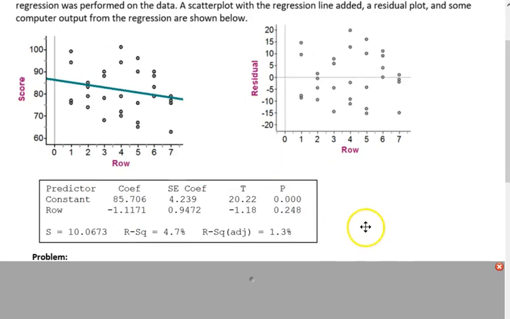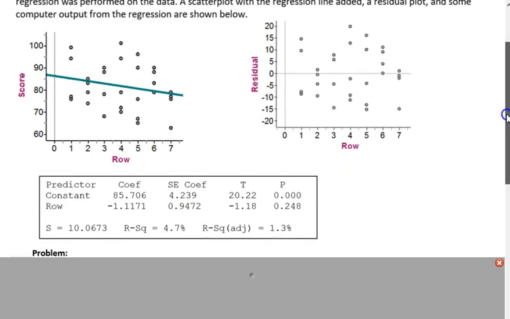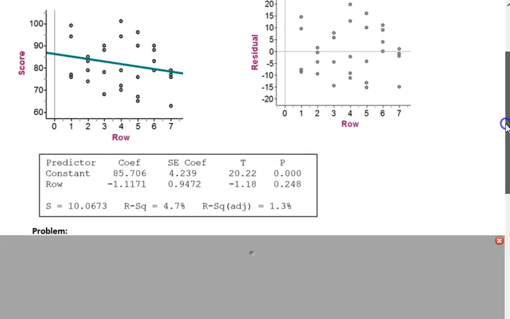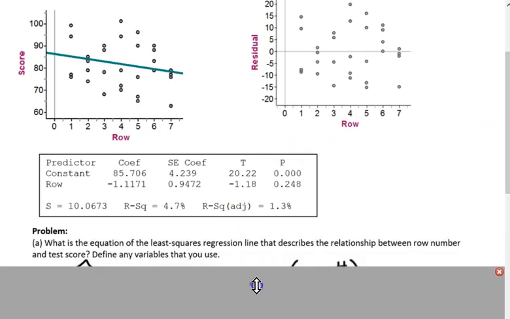Here's our computer output. We see something here that the R-squared value is very, very low, 4.7%. 100% for R-squared would mean every point is exactly on the line, and we could use row to exactly predict test score. But 4.7%, extremely low. Row number is probably not a very good predictor of test score. So let's look at some of the questions here.